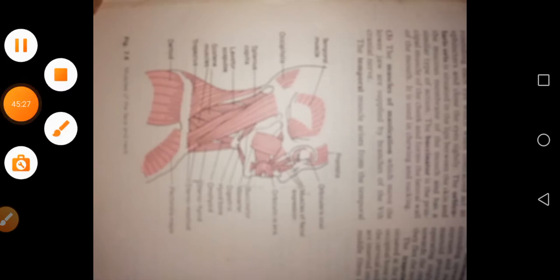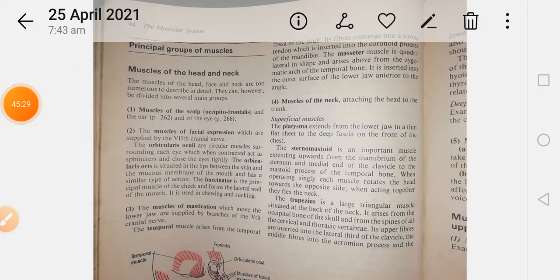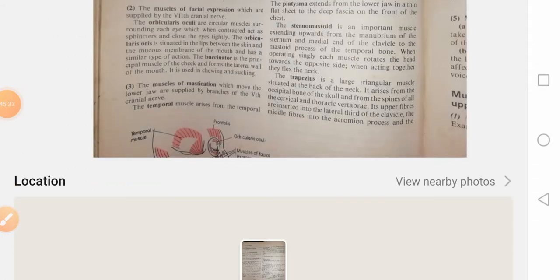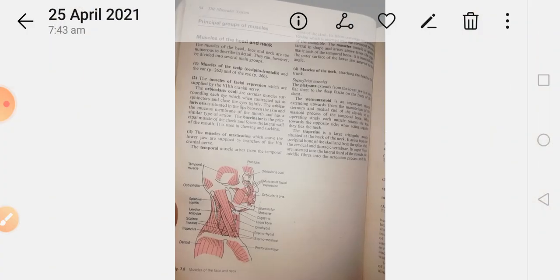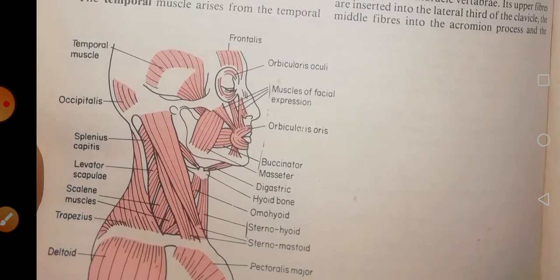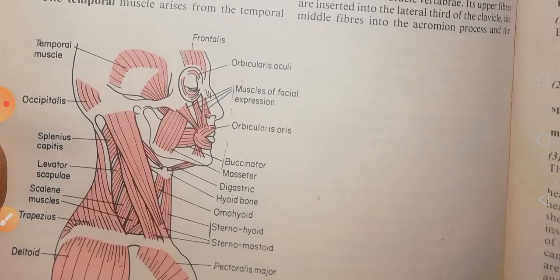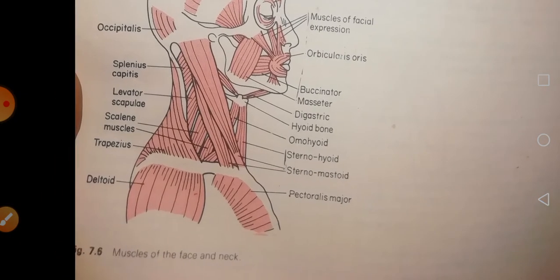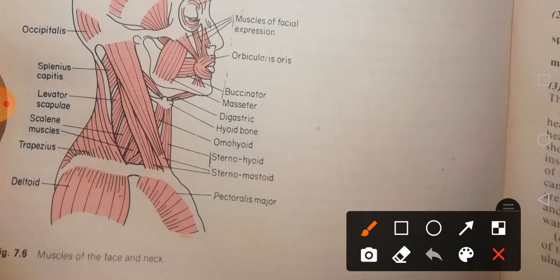These muscles will be there. These are the principal groups of muscles. Frontalis, and this shading is nothing but the muscles, the deltoid muscle. When you want to give injections in the arm, we have to give the injections in the deltoid muscle. So this is the important one. This is the deltoid muscle.